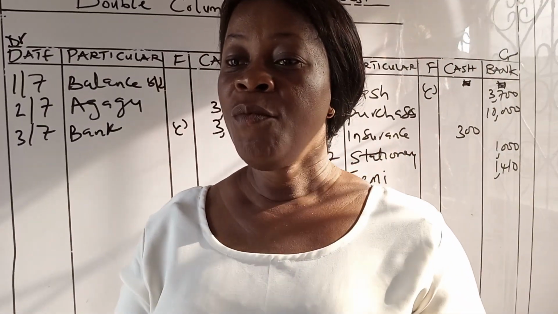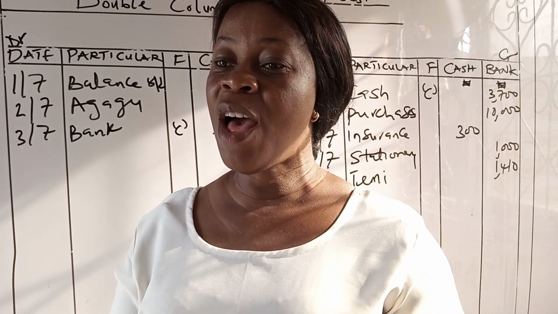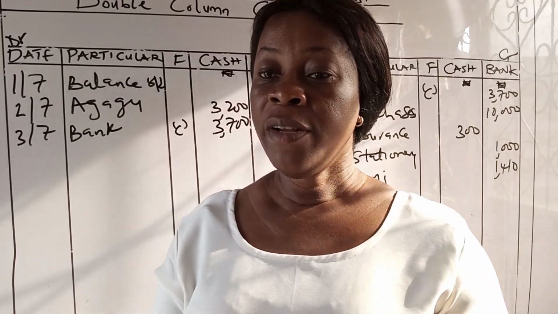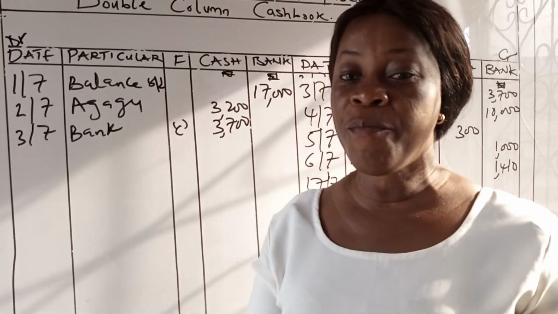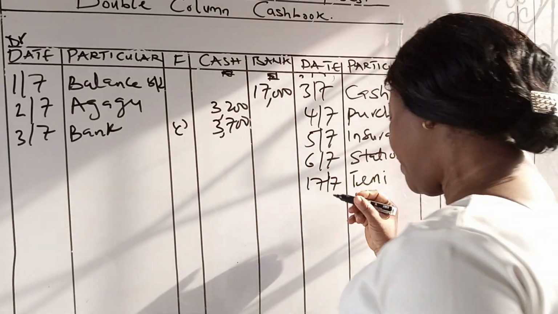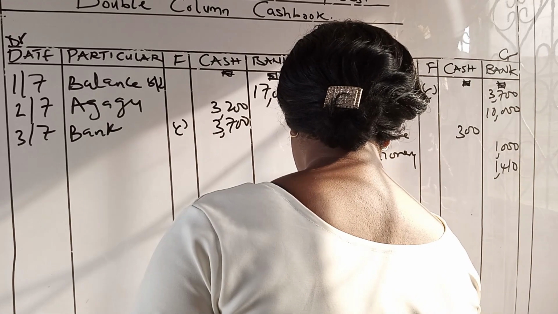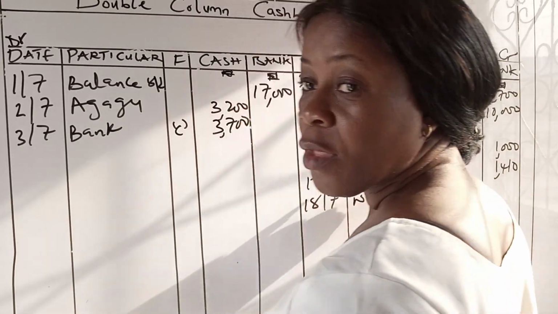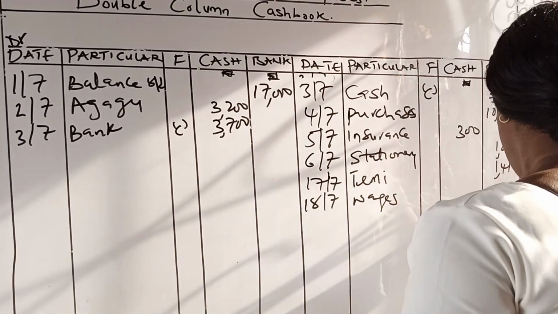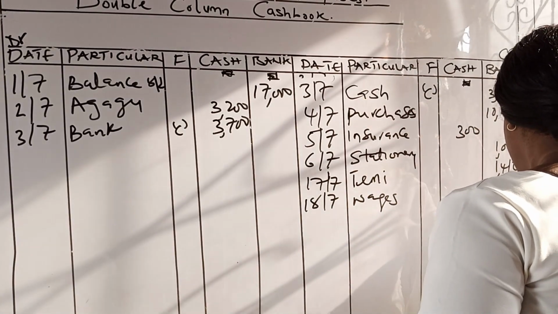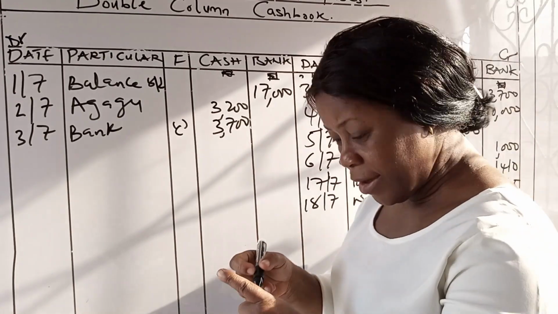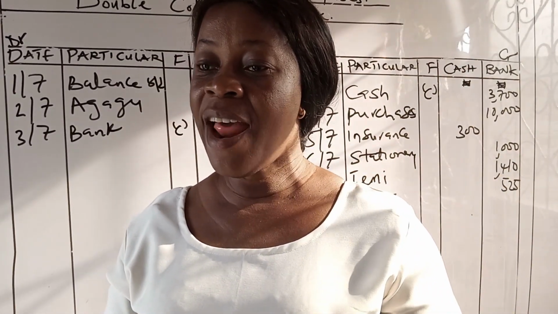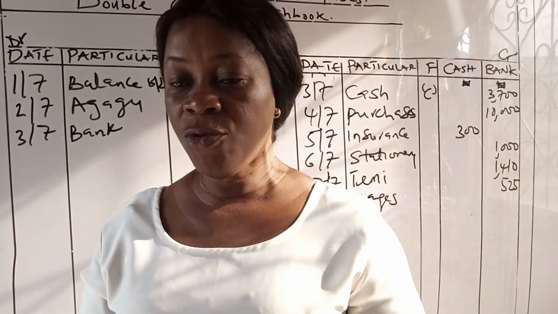July 18, paid wages of 525 naira by check. So that's a decrease in the bank balance. So 18/7, wages, 525 naira in the bank column on the credit side. July 19, withdrew 200 naira from bank for private use.